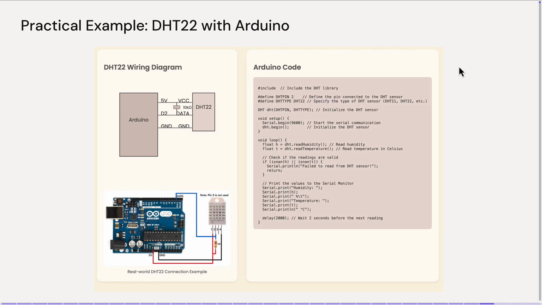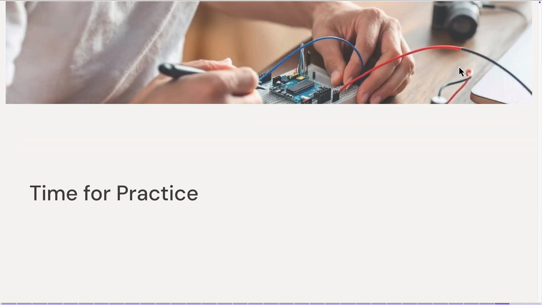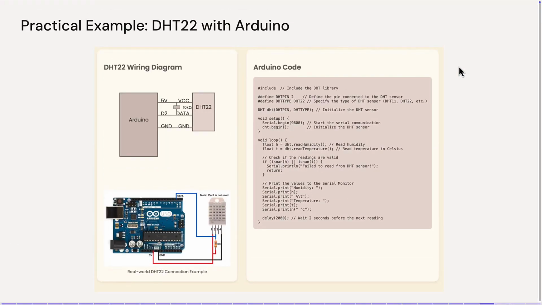And look here, pin 3 is not used. And this is why some sensors come with 3 pins, and some other sensors can come with 4 pins. And this is the Arduino code. Okay, look now. We connected this pin into the second one. So here we define the DHT pin is equal to 2, and the type is DHT22.